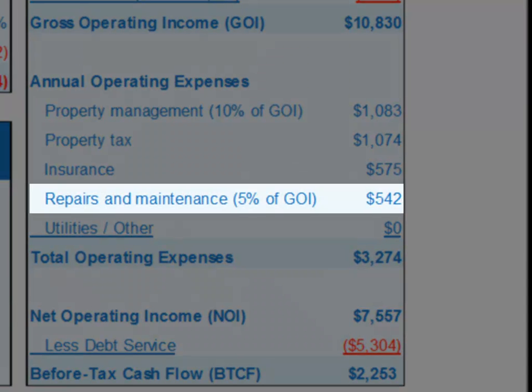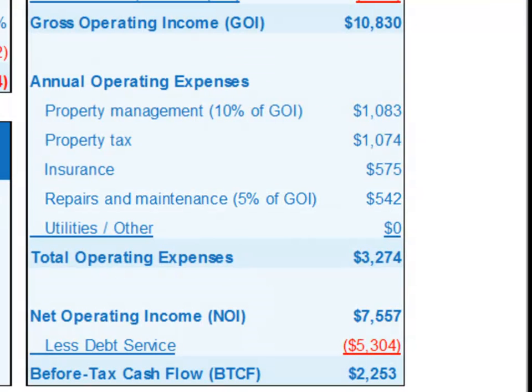The next expense item we need to account for is our maintenance expense. This item can be tricky, as the rate we use will depend on a number of factors. A general rule of thumb for single-family homes is to use 5% of our GOI for our maintenance figure. This assumes a typical home 10 to 20 years old in good shape. If the property you are looking at has been recently renovated, your number might be lower than this.